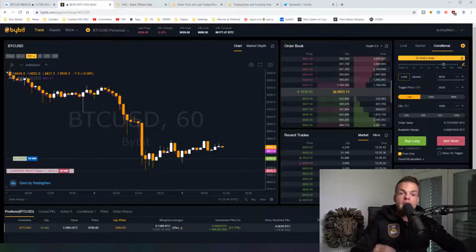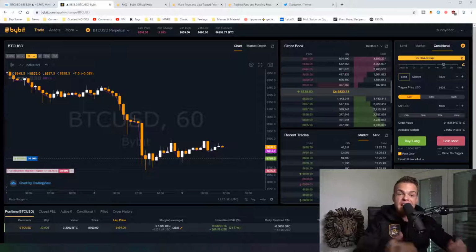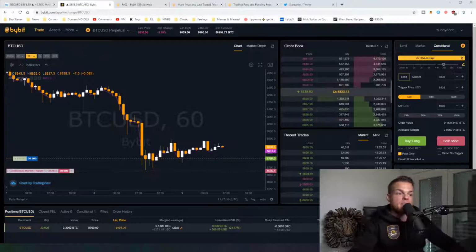So if the price of Bitcoin goes up by 10%, you're not just making 10% gains, 0.1 Bitcoin of your initial 1 Bitcoin as margin, but you're making 100%, 10x, because you're at 10x leverage, and obviously the exact same thing in the opposite direction.